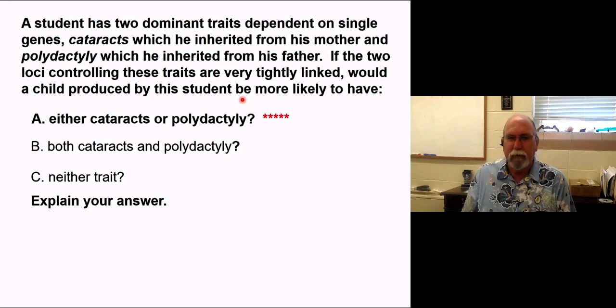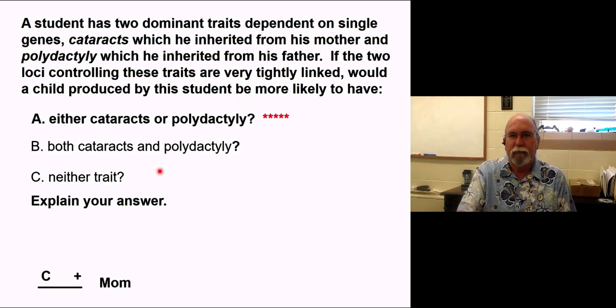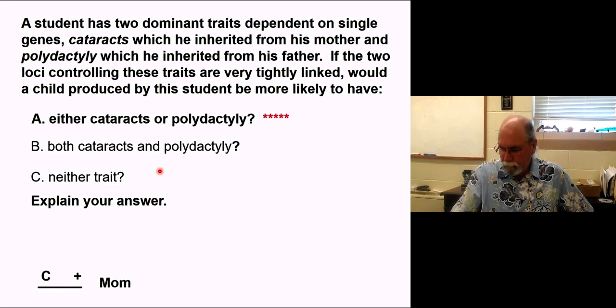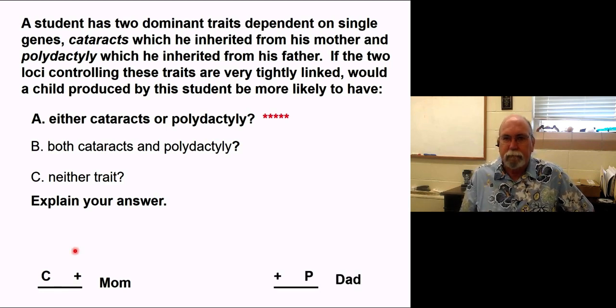Why? Just think about it. Mom looks something like this, right? Mom has cataracts, which is a dominant, and she's contributed this, right? And she's wild type or normal for polydactyly. Okay, that's the way it would look there. Okay, all right. The dad has polydactyly, but he in fact is wild type for cataracts. He doesn't have any evidence of cataracts.